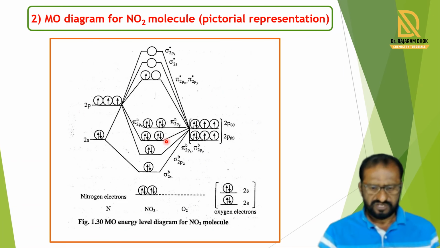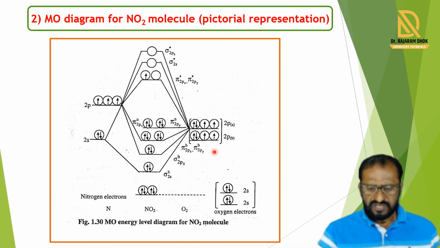We see here, this is the pictorial representation of MO energy level diagram of NO2 molecule. In this diagram, at the left side, we show the nitrogen atomic orbitals, that is 2s and 2p atomic orbitals. Then at the right side, we show the oxygen atomic orbital, that is 2s atomic orbital. There are two oxygen atoms, so we show here two oxygen atomic orbitals, 2s, 2s.